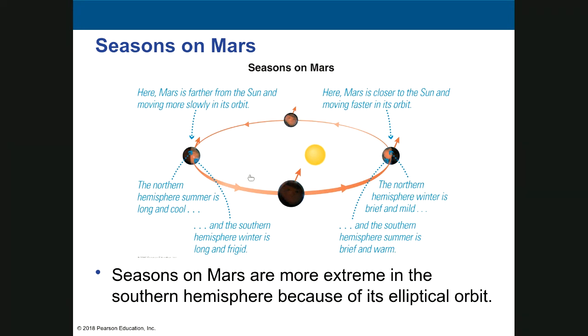But the seasons on Mars are more extreme because unlike Earth, the orbit of Mars is actually more elliptical. So what that means is that the Sun is less in the center, more in the focus here, and Mars will have its northern hemisphere, I believe, where it'll tell us here. So the northern hemisphere summer is long and cool, and the southern hemisphere winter is long and frigid. And when we get to the other side, the northern hemisphere winter is brief and mild, and the southern hemisphere summer is brief and warm. So the seasons are a little more extreme in the southern hemisphere. All right, and that's mainly because winter is the worst.